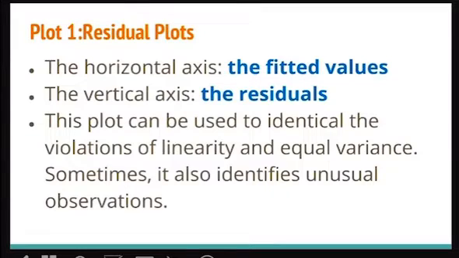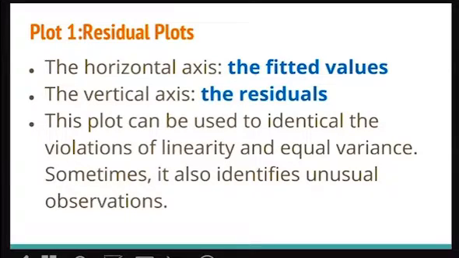Okay, so that was why I said this plot can actually be used to identify, not identical, my bad. So the plot can be used to identify the violation. You can change that to identify the violations of linearity and equivariance. And sometimes it can also be used to identify unusual observation.